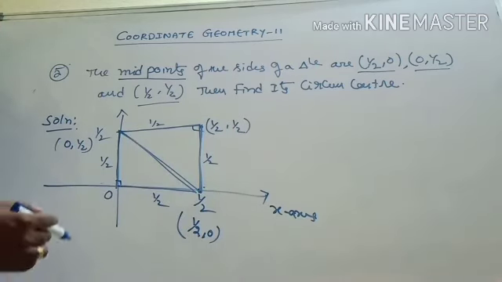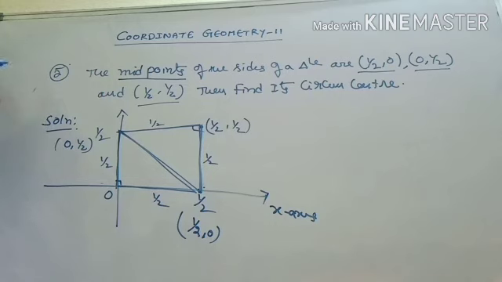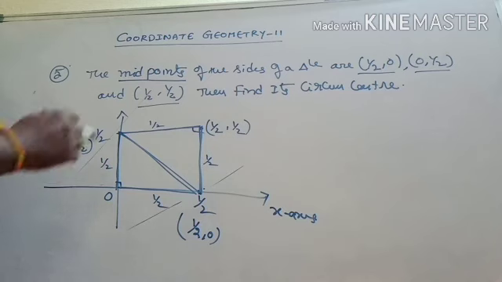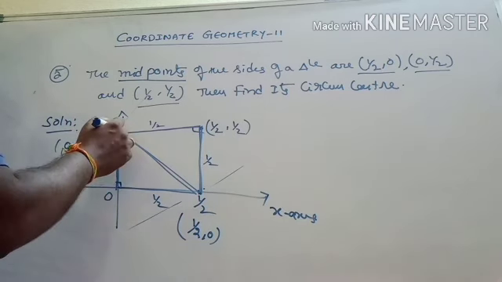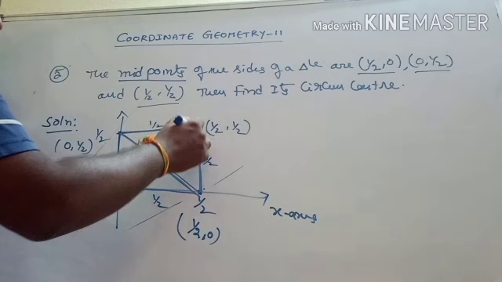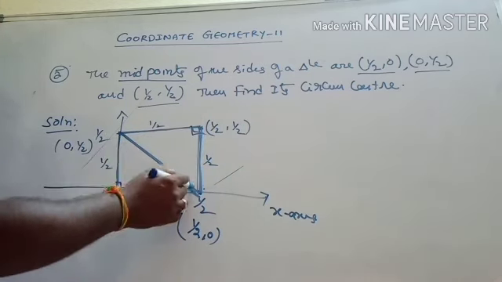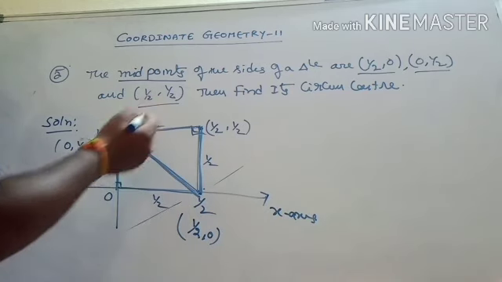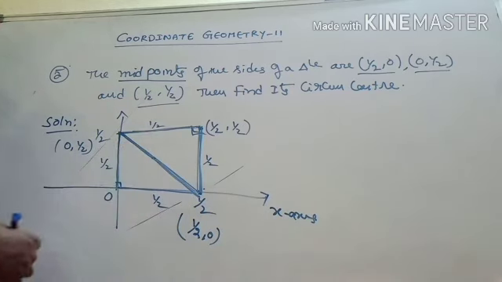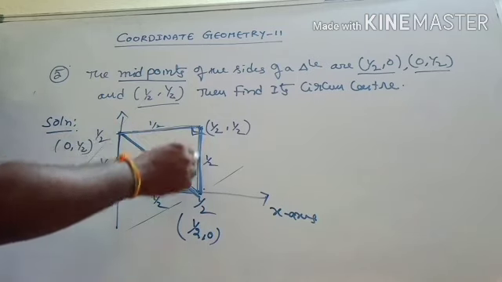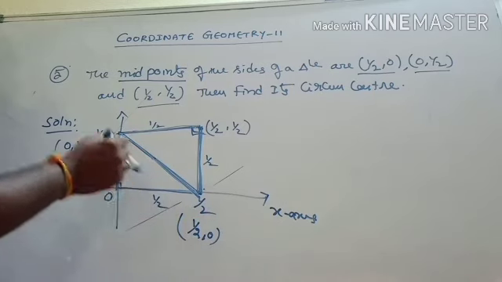Fine. Then they are asking to find its circumcenter. Now for this triangle, we can observe that it is a square, then this is nothing but a right triangle, right? This right triangle has 90 degrees formed, and this is the hypotenuse, and these are the legs, and we know that the circumcenter for this right triangle is the midpoint of the hypotenuse.